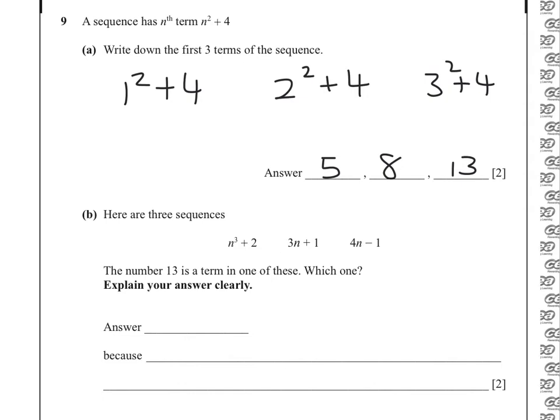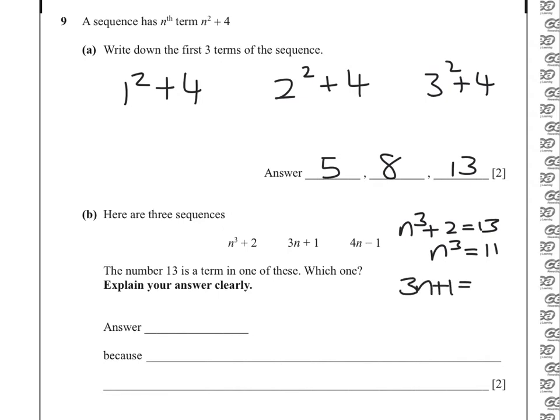The number 13 is a term in one of these, which one? So what I'm going to do is solve each of them. n cubed plus 2 is 13. That means that n cubed would be 11. Well, 11 is not a cube number.